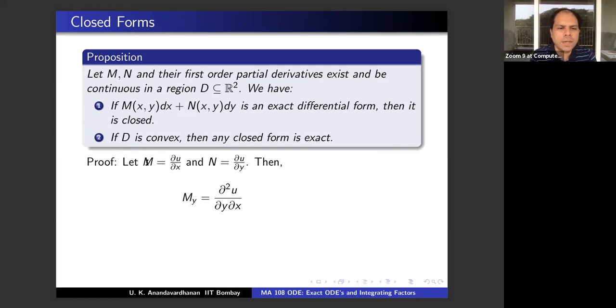But what is M subscript y? It is del square u by del y del x. And N subscript x is del square u by del x del y. Maybe here I should have written del x del y and here del y del x, doesn't matter. So I have del u by del x and I'm doing del by del y of that, which is my notation. And I have del u by del y and I am taking del by del x of that. That's my notation for this.